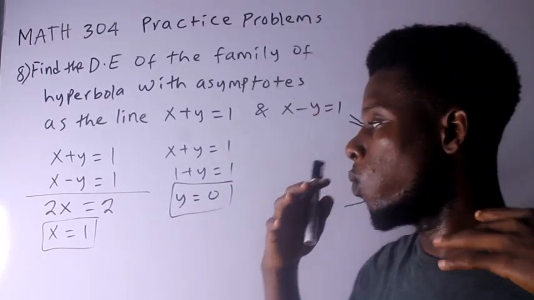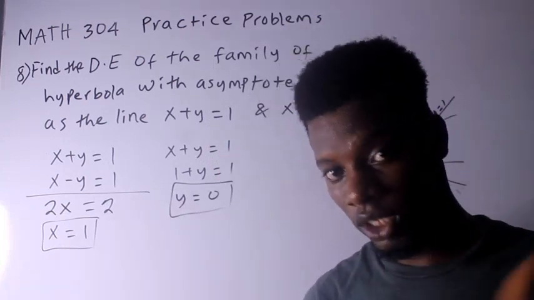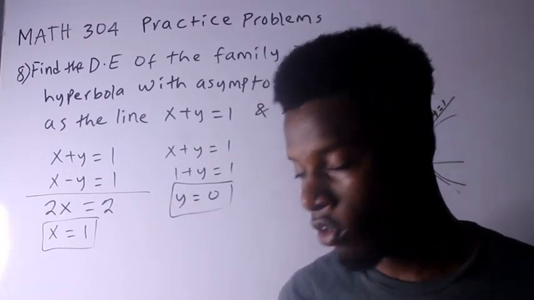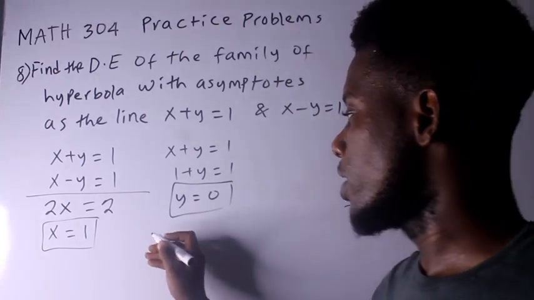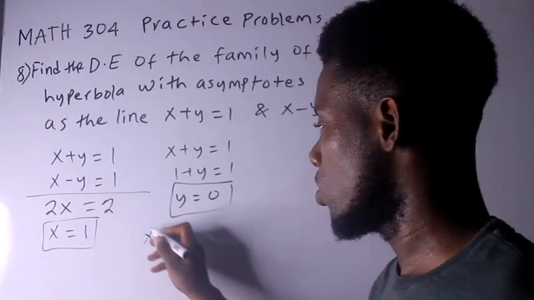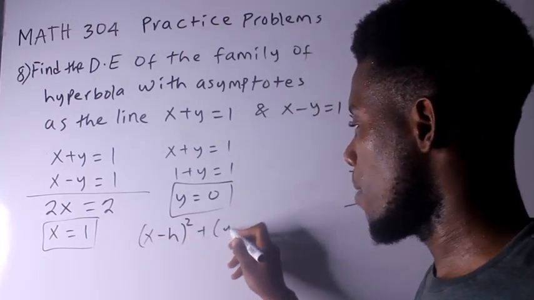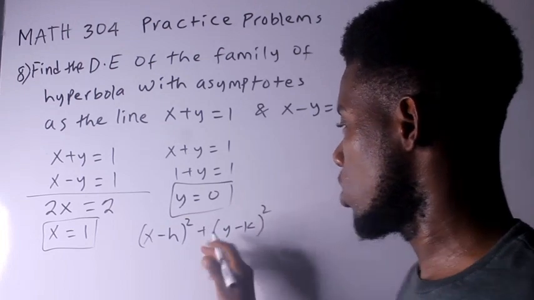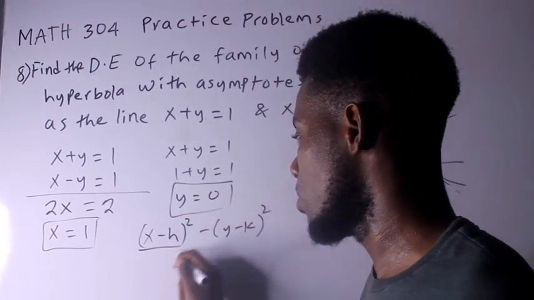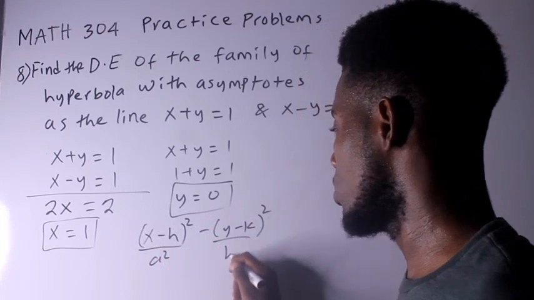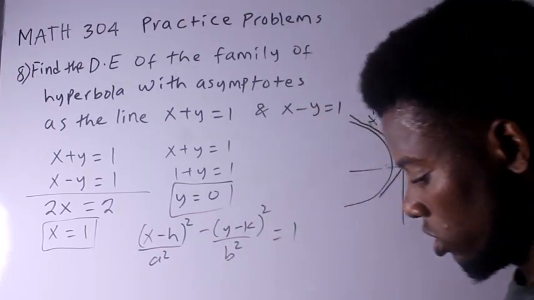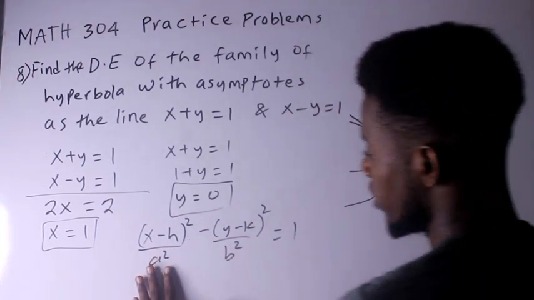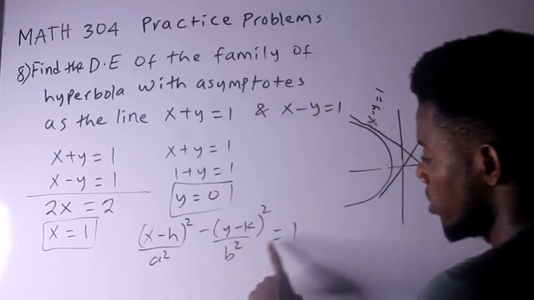Now, once we know the center, we can proceed to write the equation of hyperbola. So the equation of hyperbola is x minus h all squared over a squared, minus y minus k all squared over b squared, and everything should be equal to 1.